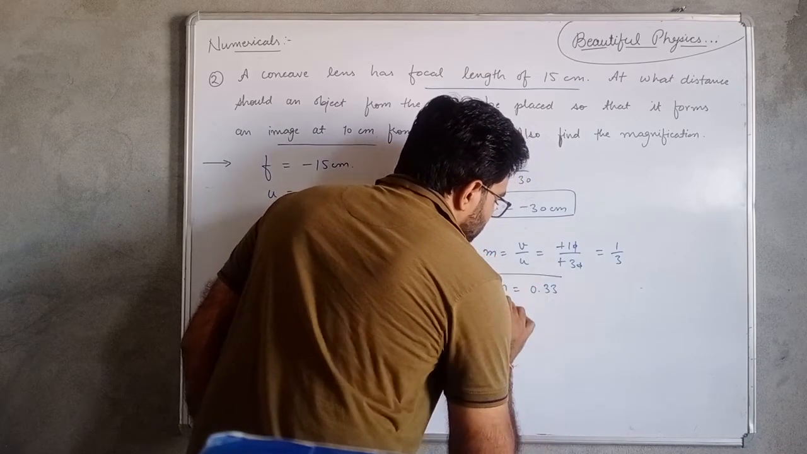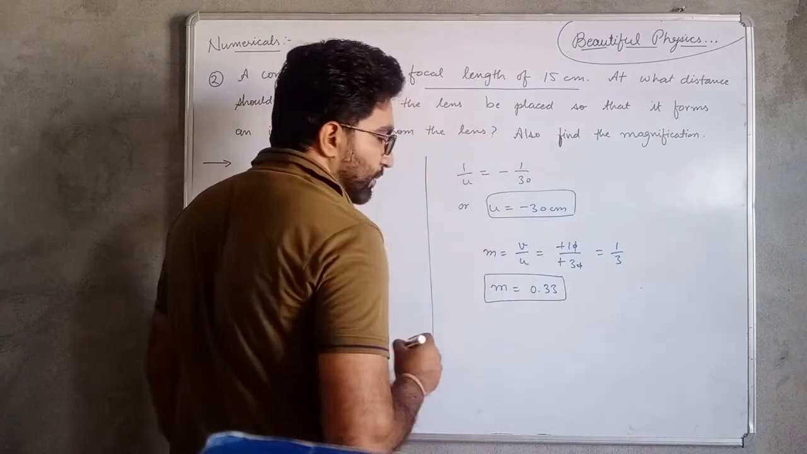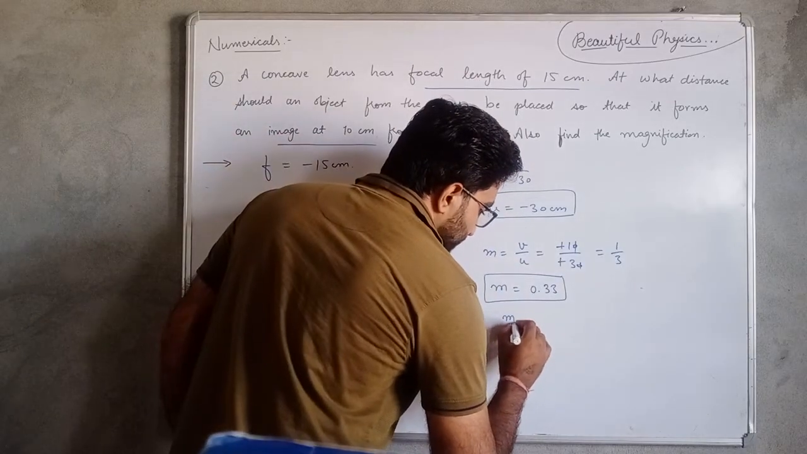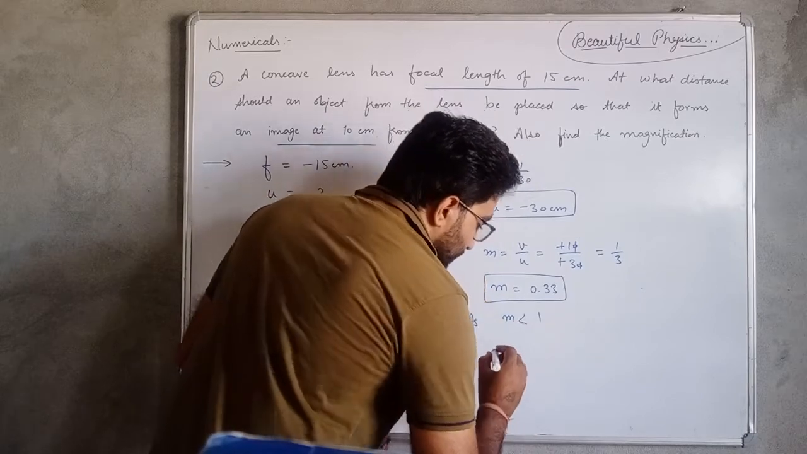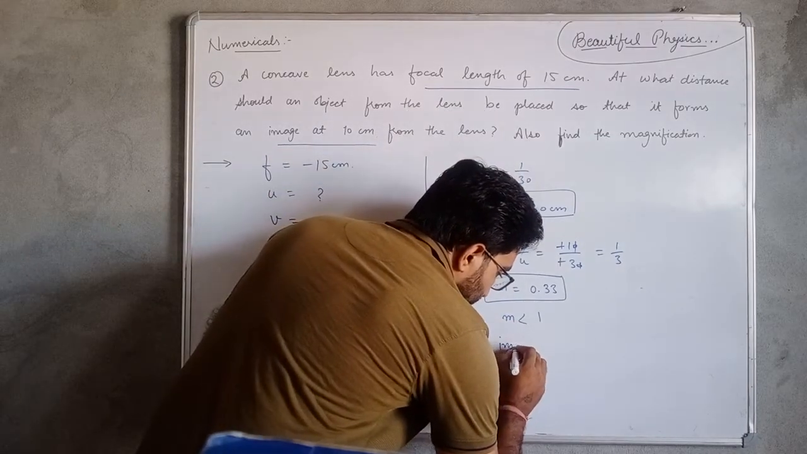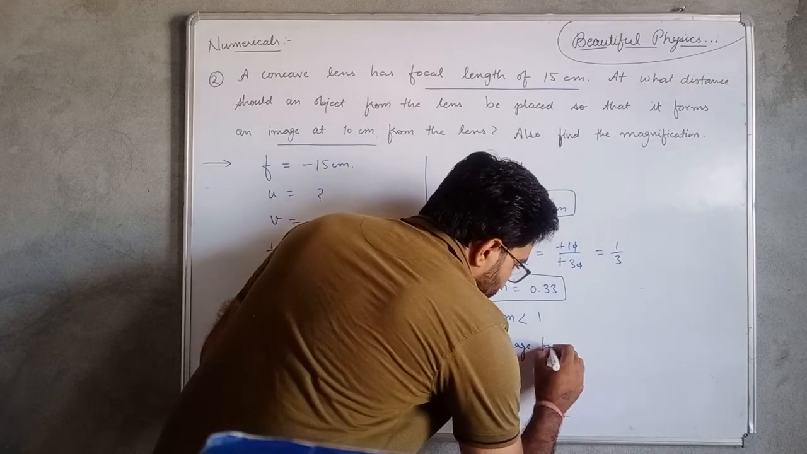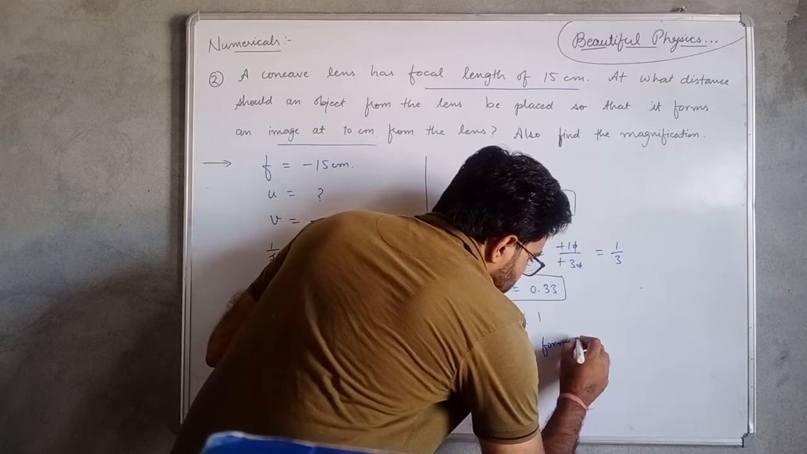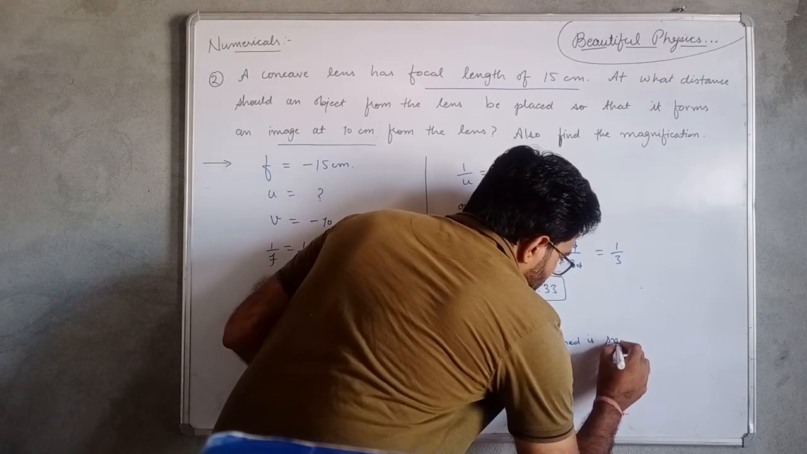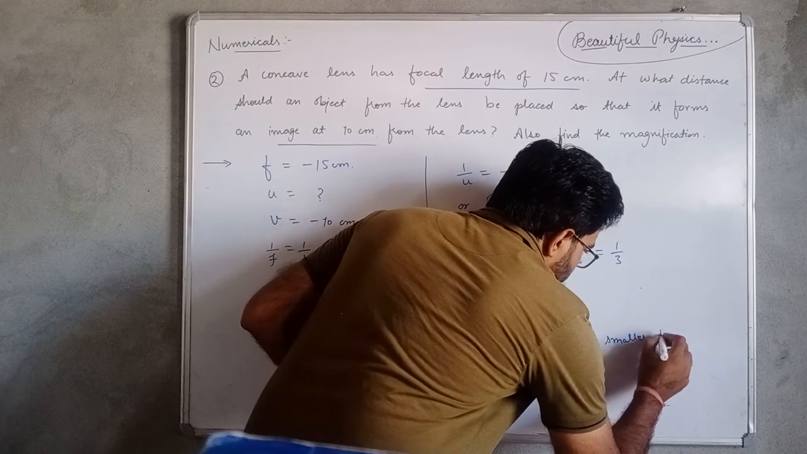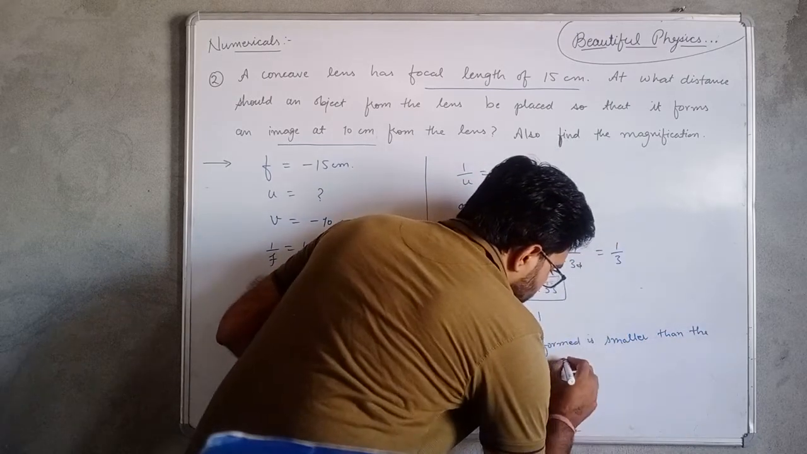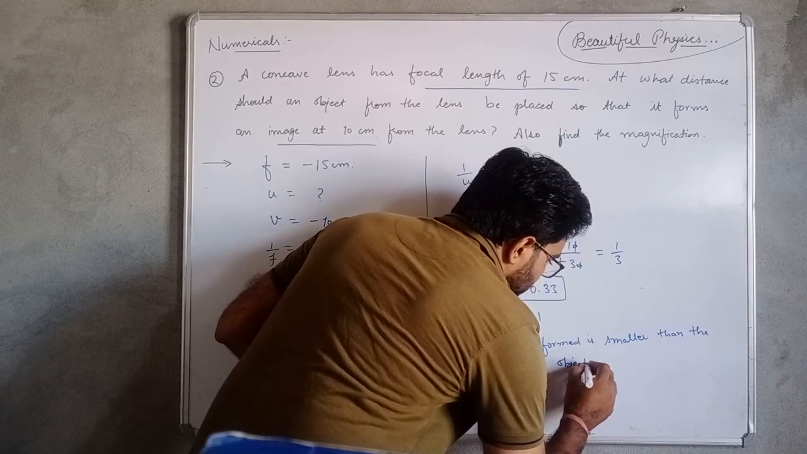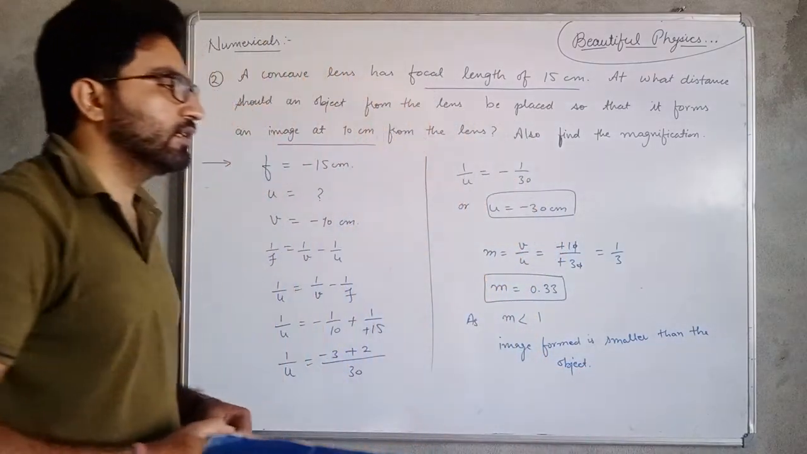0.33. As the value of m is less than 1, the image formed is smaller than the object. Image formed is smaller than the object.